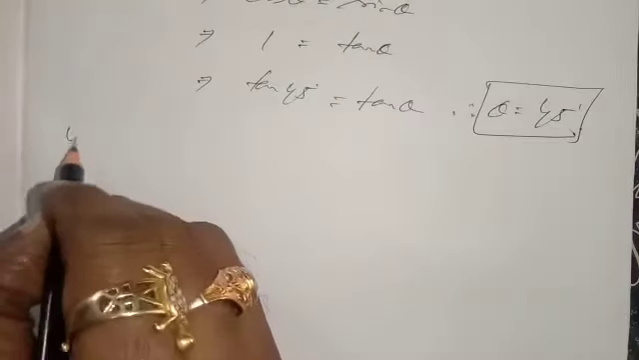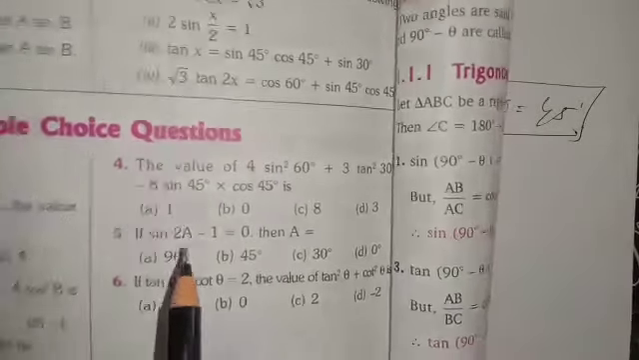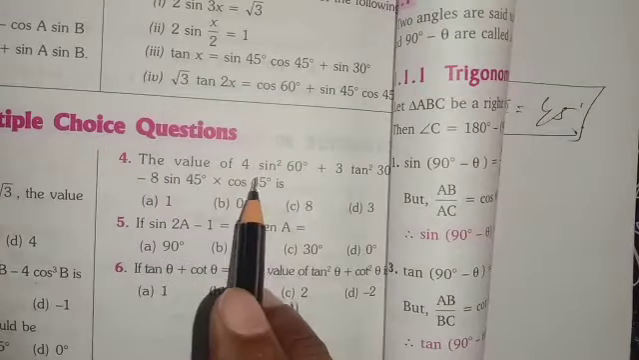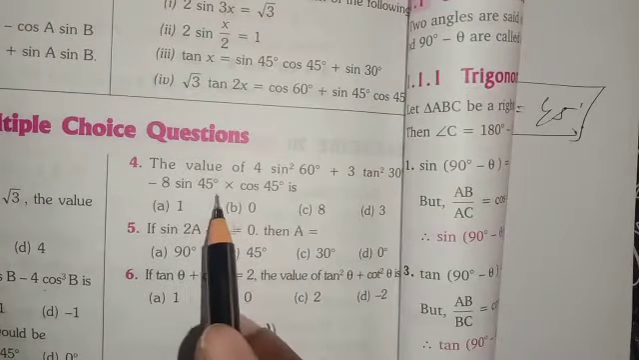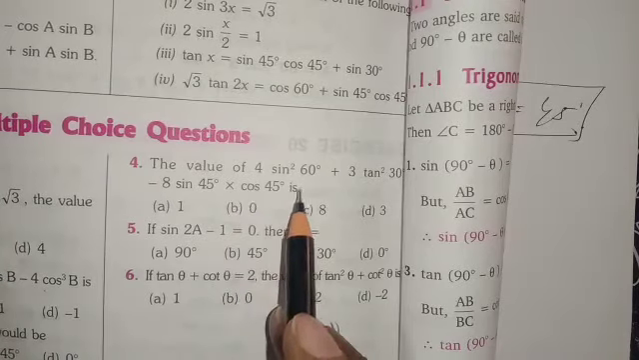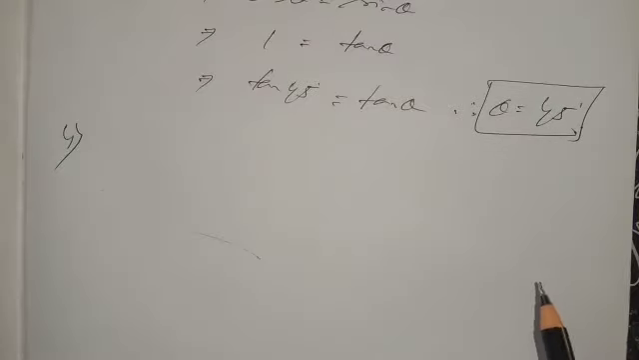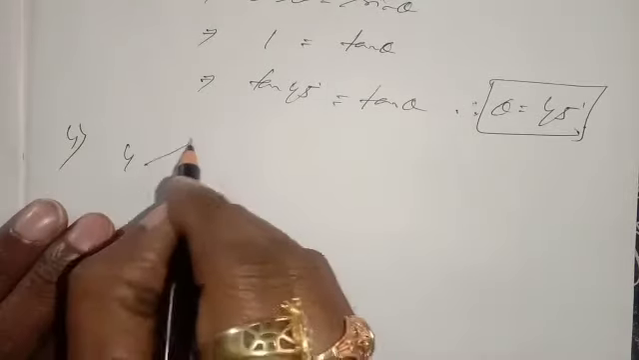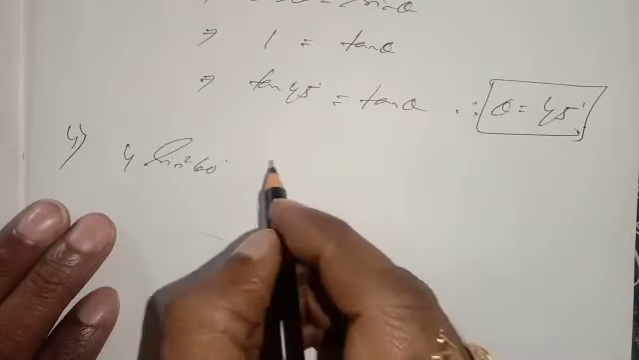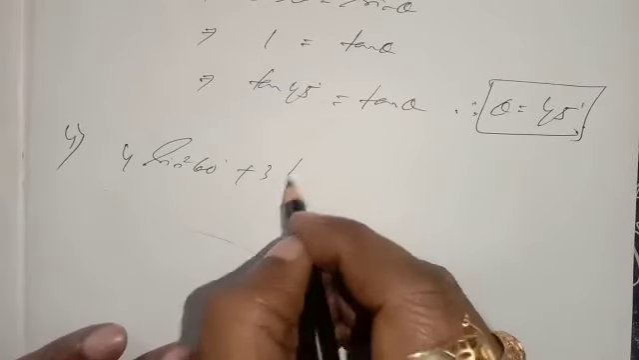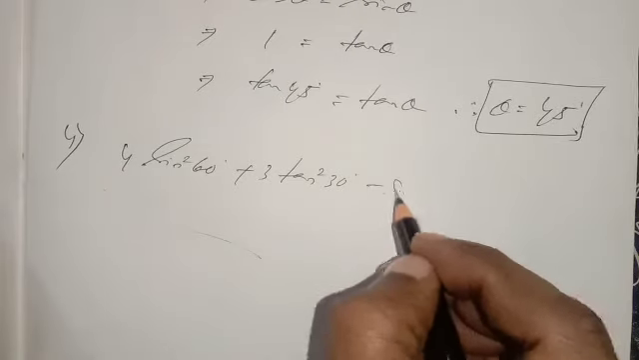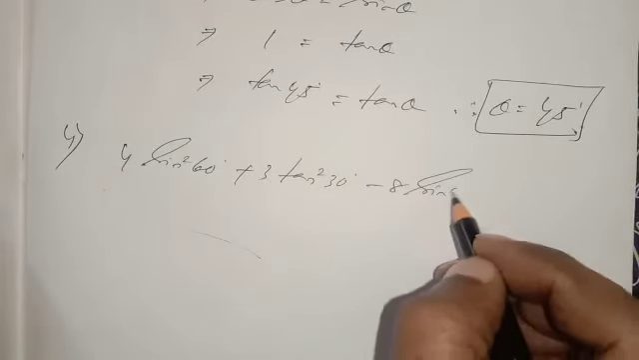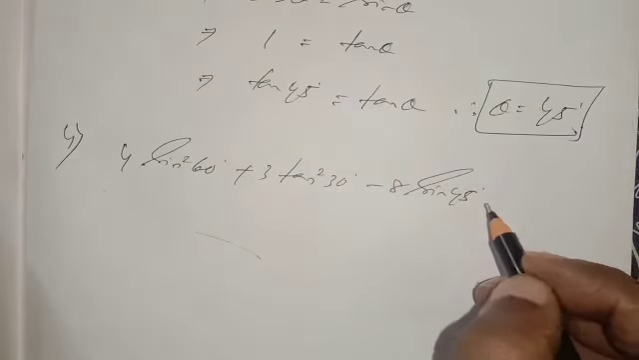Question number 4. Let's see question number 4. What is given? The value of 4 sin cube 60 sin square 60 plus 3 tan square 30 minus 8 sin 45 into cos 45. Just have to put the table values. Question number 4. You have to find out the value of 4 sin square 60 plus 3 tan square 30 minus 8 sin 45 into cos 45.